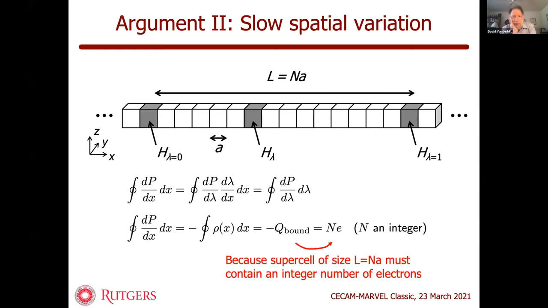Here's another physics argument about why the polarization along two different paths should be quantized, or another way of saying it, going around a closed loop should be quantized. And here what I'm doing is making the variation of the Hamiltonian with the parameter occur not in time, but in space. So I imagine that I have a crystal. Maybe this is a one-dimensional crystal, or maybe it's periodic in the other two dimensions. But the main thing is that I make a long supercell of n unit cells of length a, and the Hamiltonian at the left end and the Hamiltonian at the right end are exactly the same Hamiltonian. Lambda equals zero and lambda equals one are, in my notation, the same point on the loop.